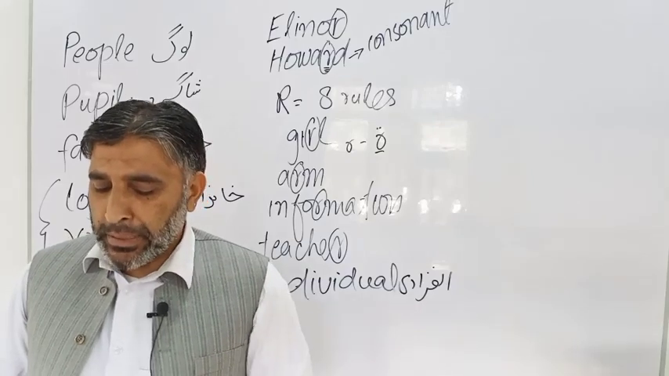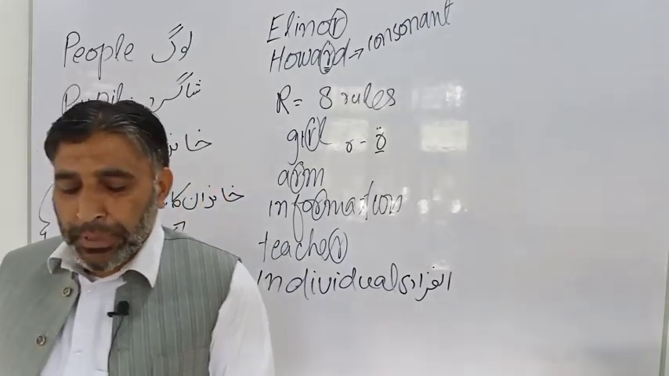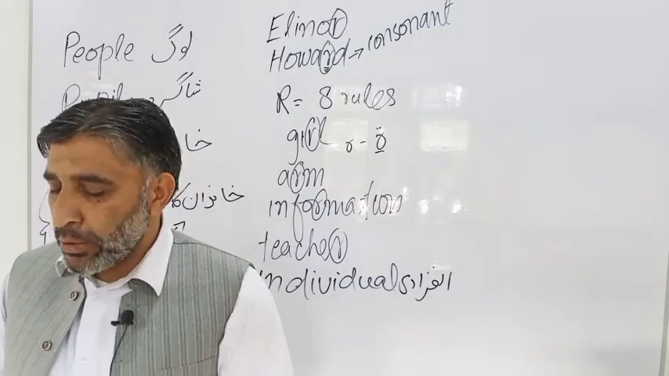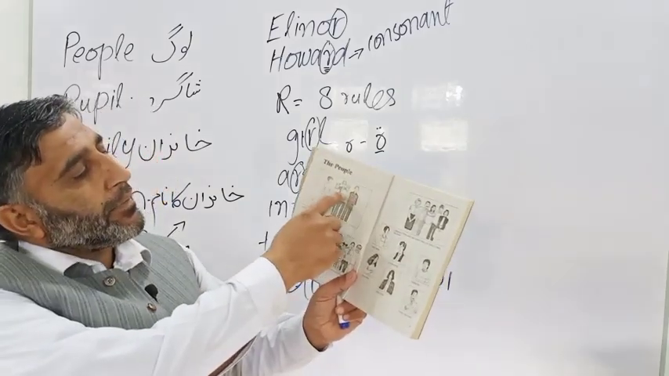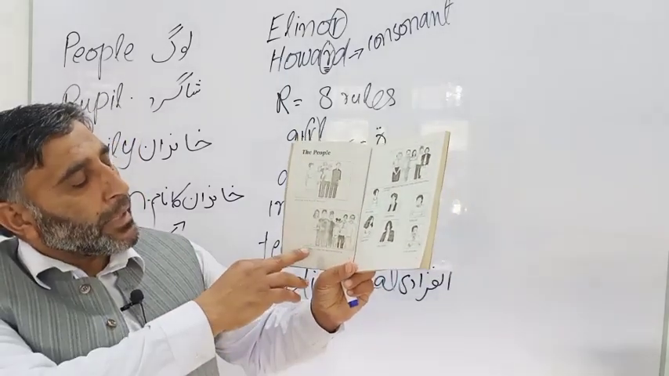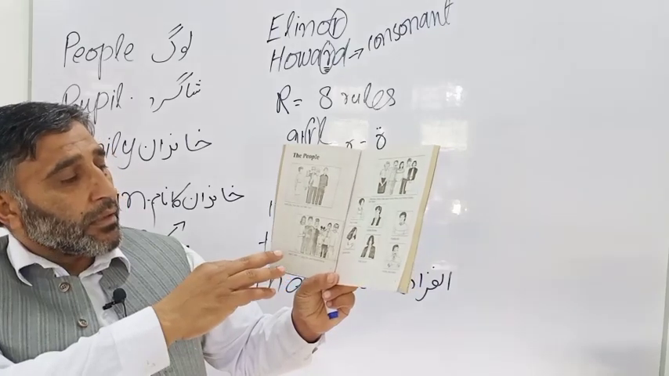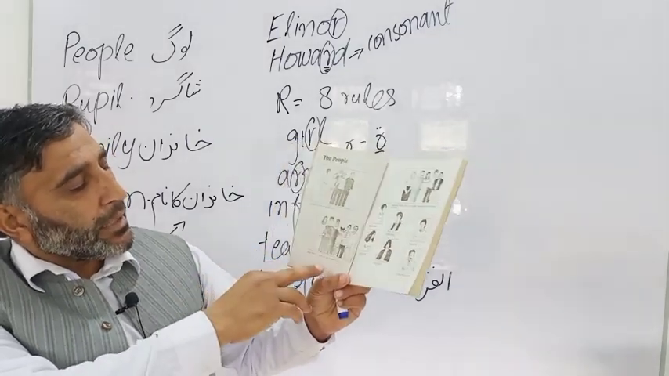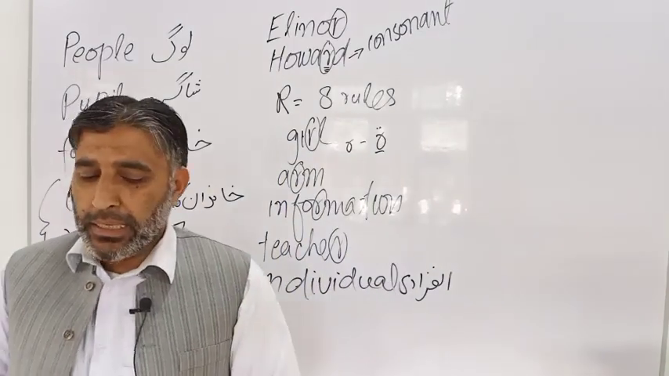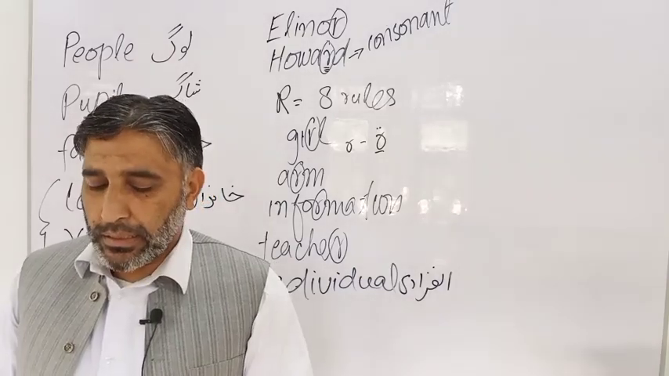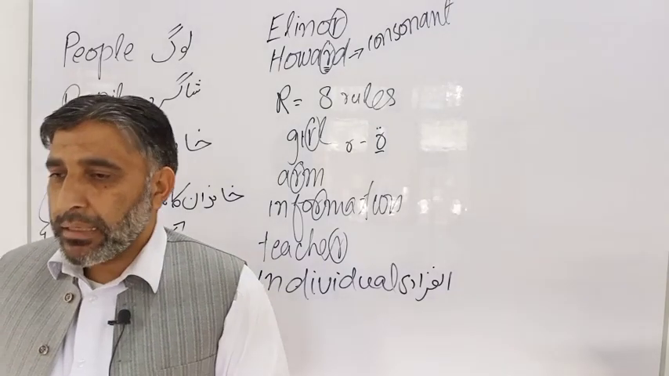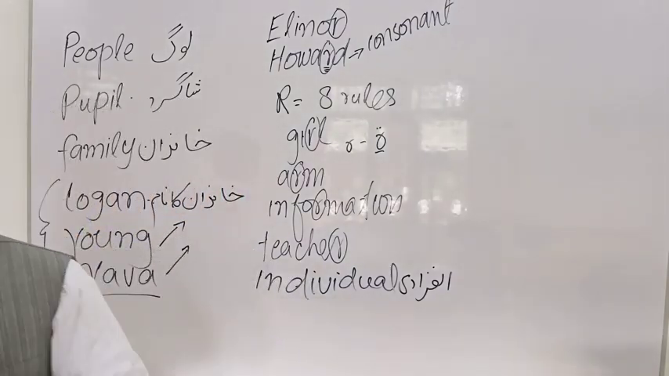Once again, I would like to ask you to repeat these names at least 10 times and tell me how many people are there in the Logan family. There are five people in the Logan family. The second question is, how many members are there in the Young family? There are six members in the Young family. And how many members are there in the Nava family? There are five members in the Nava family.